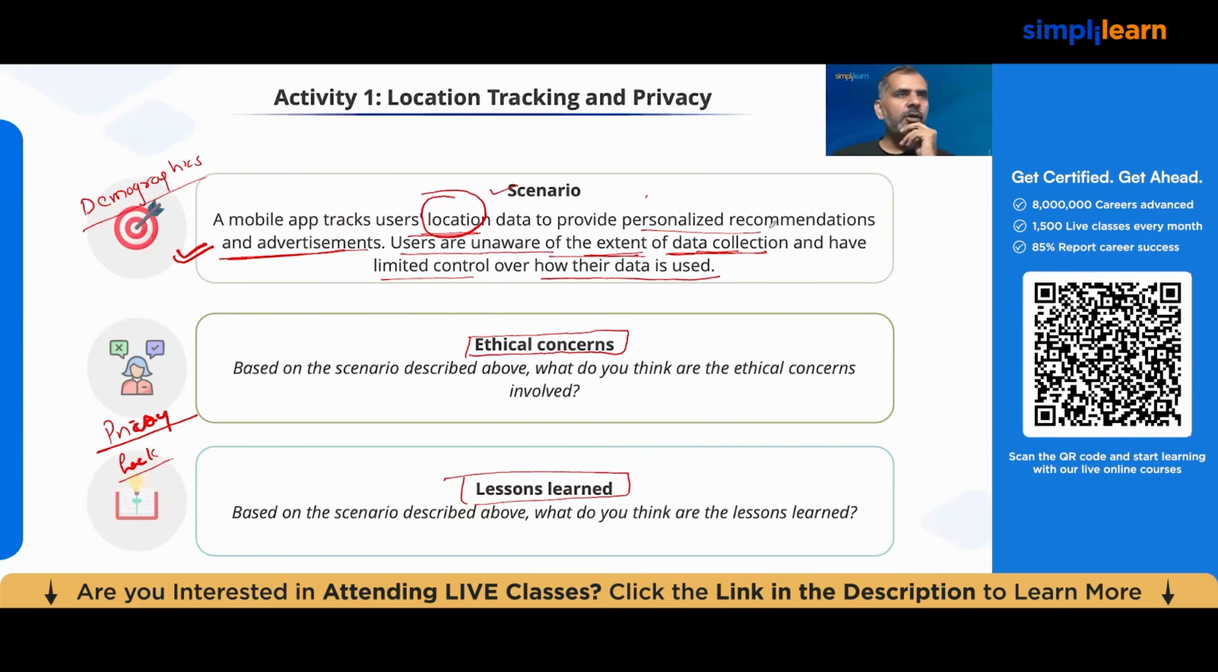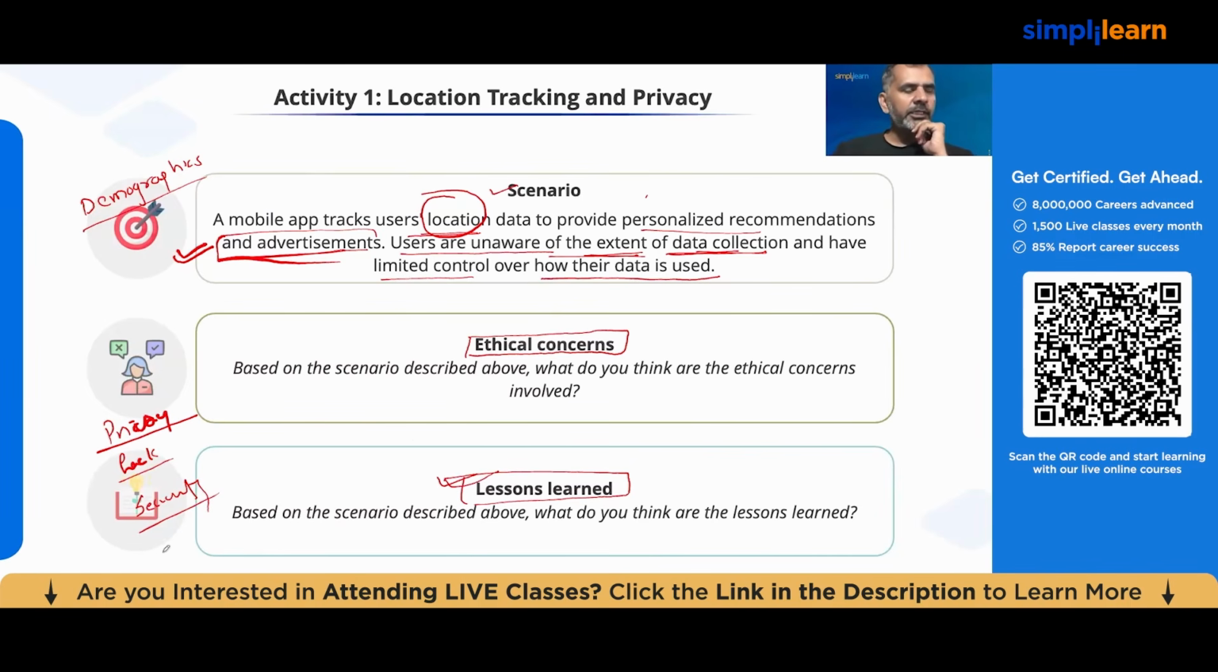If you are using this for personalized recommendations and advertisements, what is the issue related to that? Security is also involved. You are putting in a surveillance kind of system. You are tracking the personal location. Okay, so with that, what do you think? If these are the concerns, what are the lessons learned from this scenario? What do we need to introduce in our organization, in our application process?